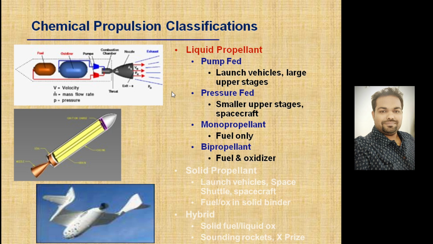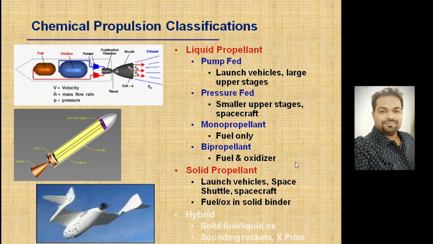So a pump feed system is needed, and these kinds of chemical propulsion systems we basically need to use in launching devices, launching vehicles. So larger upper stages, and small upper spacecraft also find application. So monopropellant, now only a single propellant will be there, that itself will have fuel only, and bipropellant, fuel and oxidizer both will be stored in these containers.